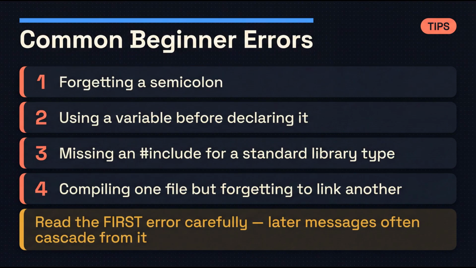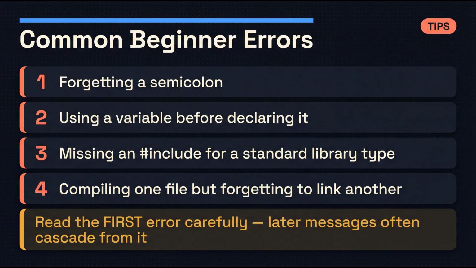The compiler will stop you. That's its job. Here are the 4 errors you'll see most in your first week. Number 1. Forgetting a semicolon. C++ statements end with semicolons. Every one. Number 2. Using a variable before declaring it. Variables must be declared before use. Scope matters. Number 3. Missing an include for a standard library type.